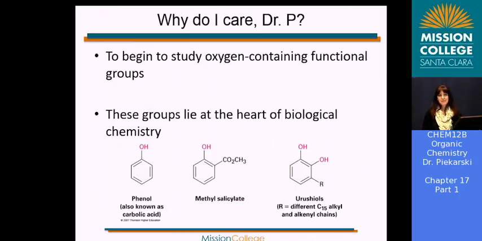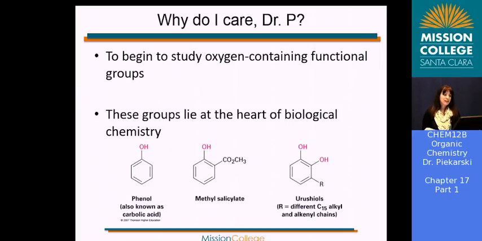So I always like to begin these chapters with, why do I care? What's my motivation? Well, the motivation for why you should care about this chapter is that we are beginning to study oxygen-containing functional groups. We're going to do lots of review, but we're setting you up for success when we talk about carbonyl compounds, and that's like chapters 19 through 23. That's the heart of 12B, understanding oxygen-containing functional groups. So you really want to master this material now so you feel better later when we get to the more difficult reactions.